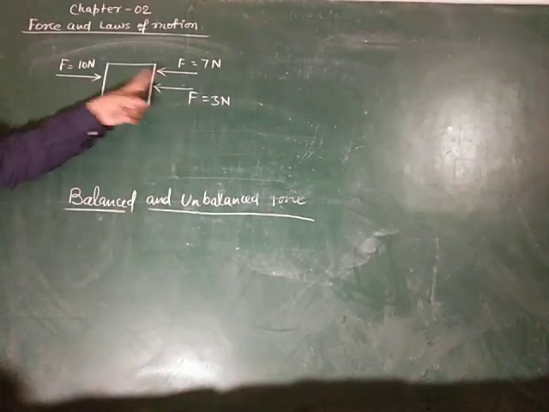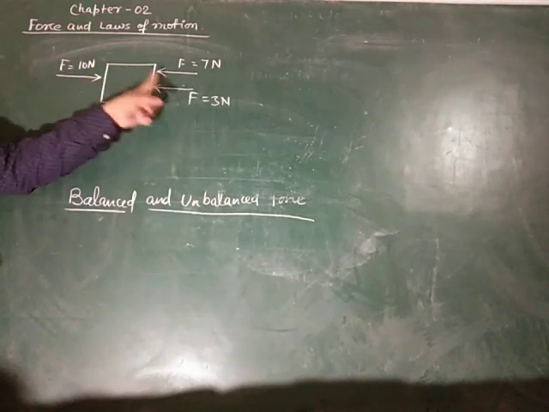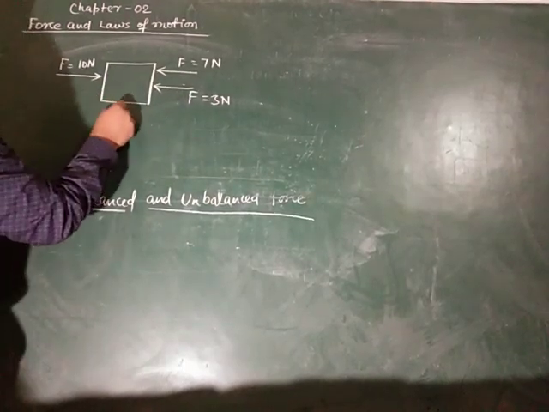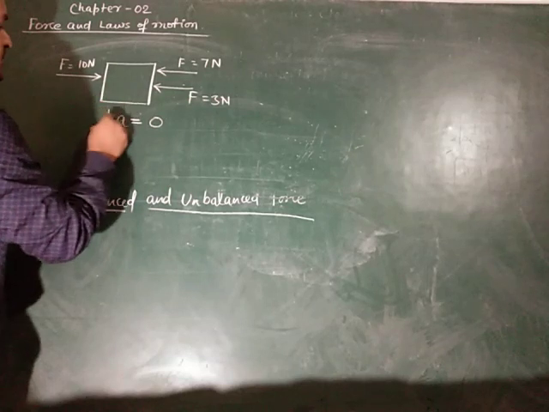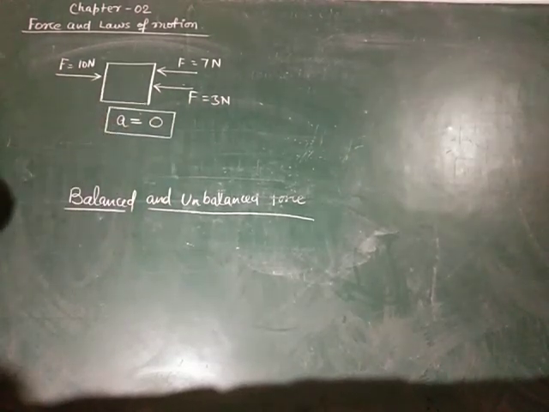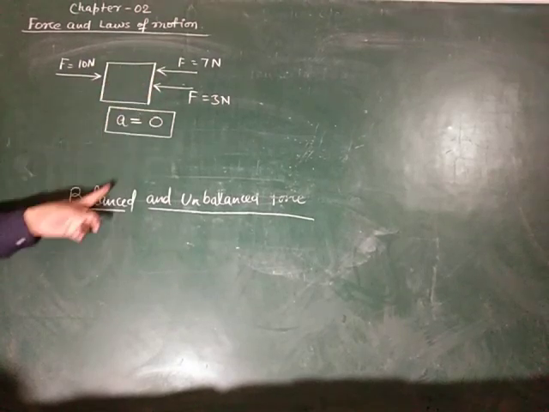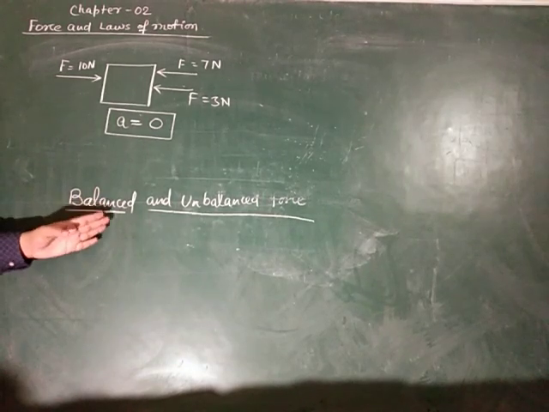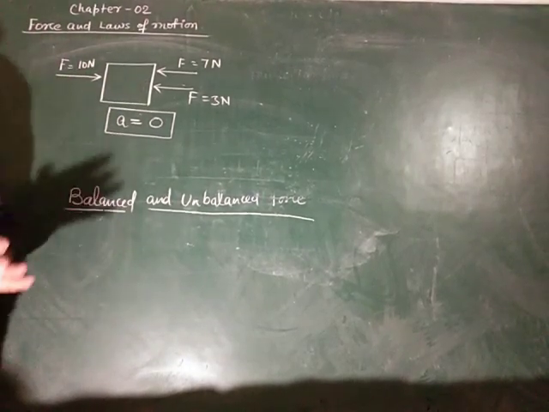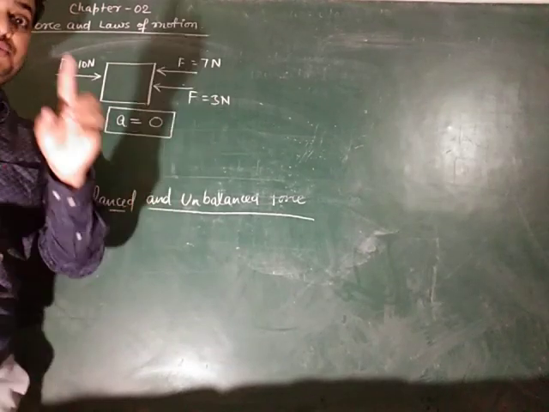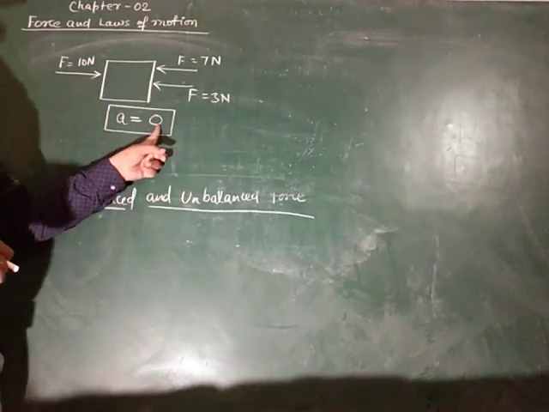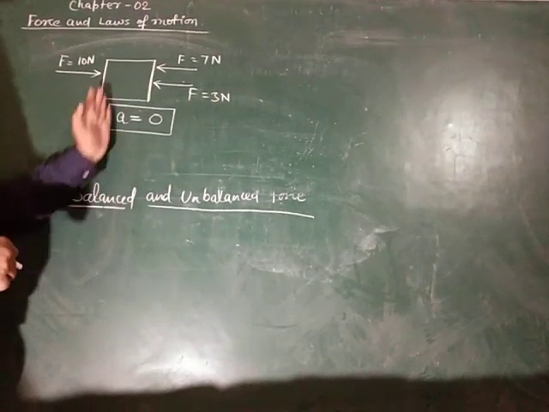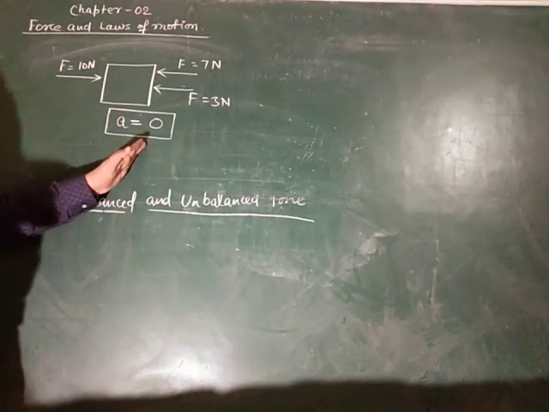It means both forces can cancel each other, because being in opposite directions they cancel each other. So the acceleration of the body is equal to 0. We call such forces balanced forces. The definition of balanced forces is: if several forces acting on a body produce no acceleration, that is 0 acceleration, then the body is said to be at rest and the acceleration is 0.